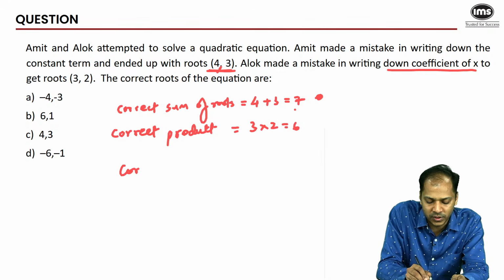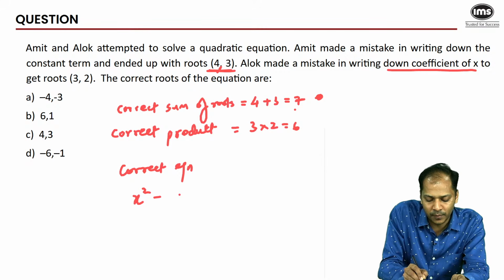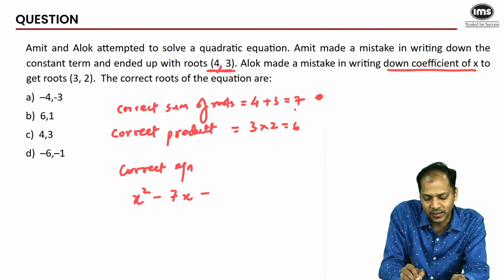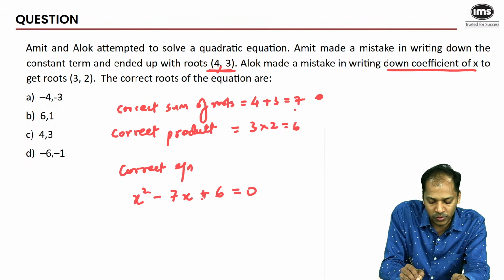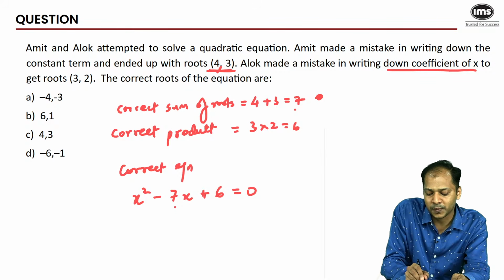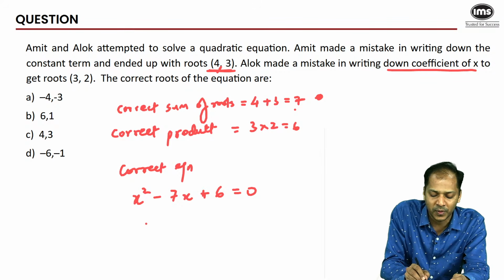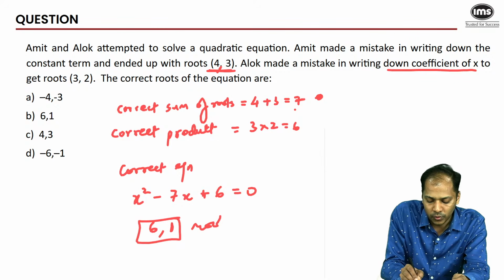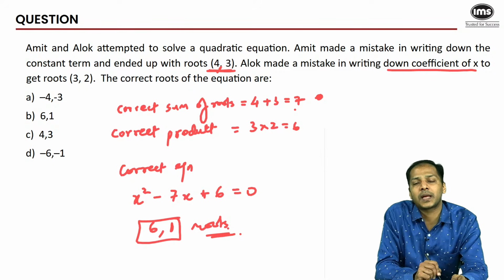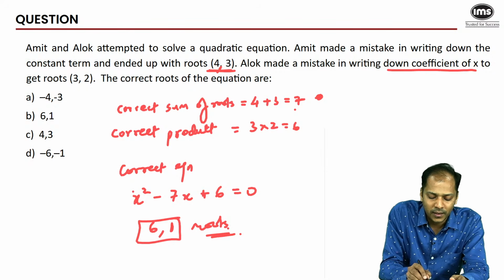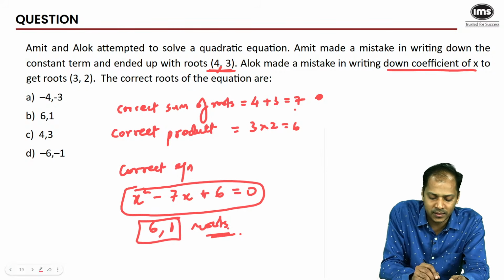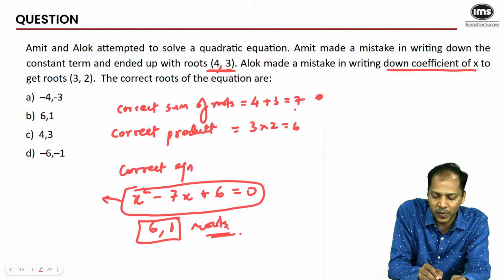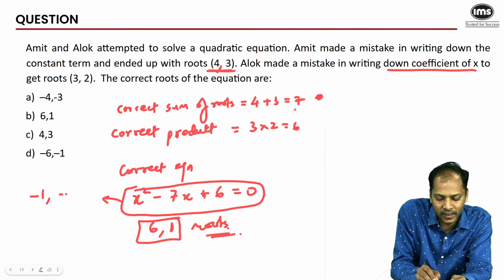So therefore the correct equation is x square minus the sum of roots, so minus 7x plus 6 equal to 0. The roots of this one are, the split is -1 and -6, the roots would be +1 and +6. So 6 and 1 would be the roots. So that would be the answer, right? Now this is something where I've skipped a few steps very quickly. If you don't recall this, you split the middle term as -1 and -6.